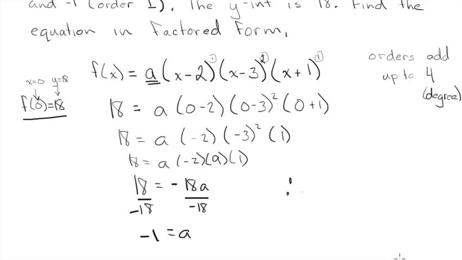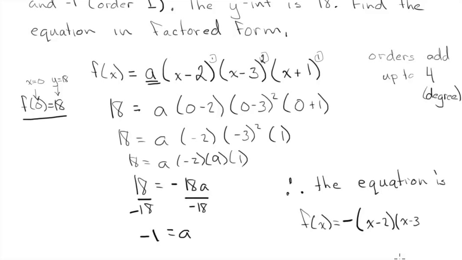Therefore, the equation is f at x equals, now a is equal to negative 1. Usually we wouldn't write negative 1, we just write the negative sign. Negative, x minus 2, x minus 3 squared, x plus 1. This is the equation in factored form. That's what I was asked for.